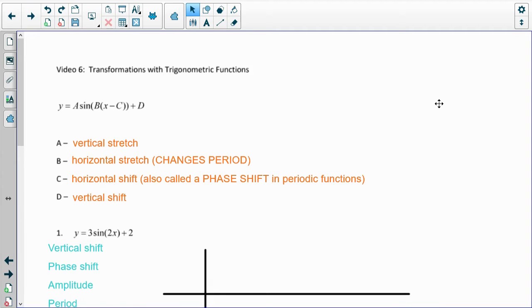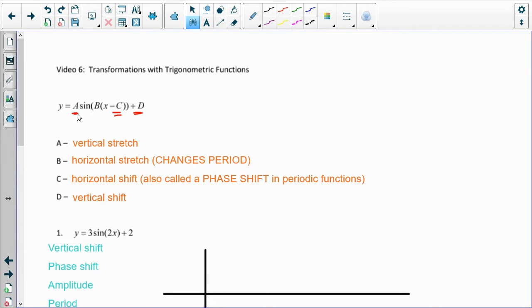This video is about graphing trigonometric functions with some transformations involved. So if we look at y equals a times sine of b x minus c plus d, we have the following four things showing up for a, b, c, and d. A is the vertical stretch, which is not really any different than any other function that we've done all year. And likewise with d being a vertical shift or c being a horizontal shift.